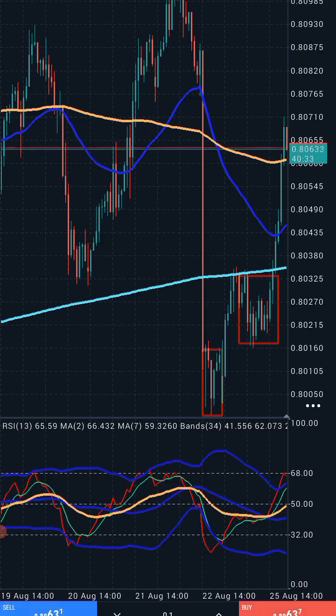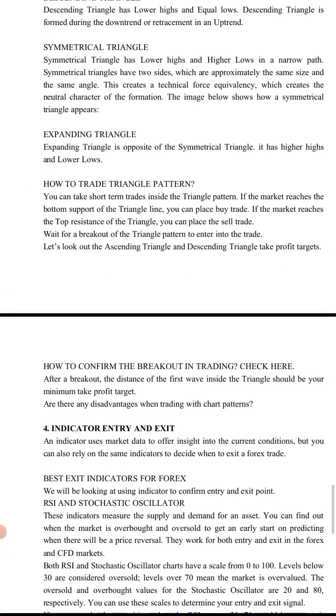You must be able to see a clear crossing, either from the top or from the bottom, but you must see a clear crossing for you to be able to enter a trade. That is how the moving average is being used.